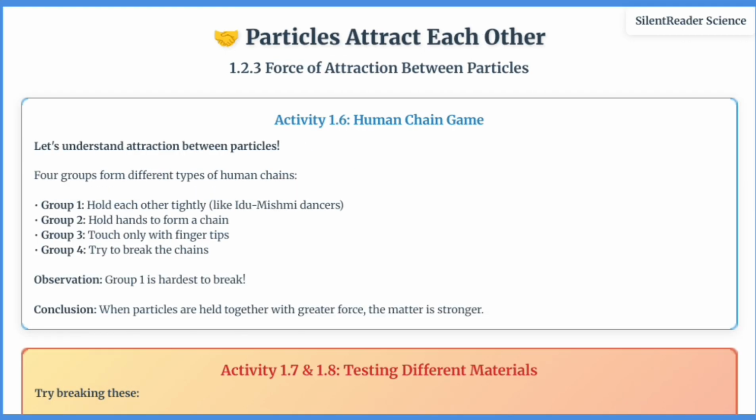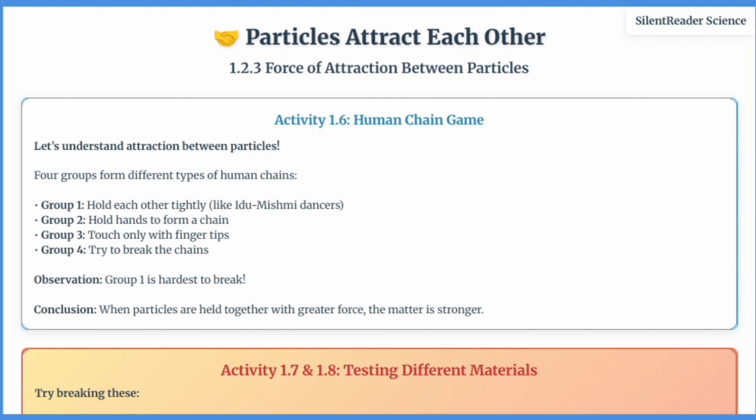Let's explore the third characteristic in more detail, the attraction between particles. We can understand this through a human chain activity. When people hold each other tightly like traditional dancers, it's hard to break the chain. This represents strong attraction between particles in solids. When they just hold hands, the chain is easier to break, representing medium attraction in liquids. And when they barely touch fingertips, the chain breaks easily, representing weak attraction in gases.